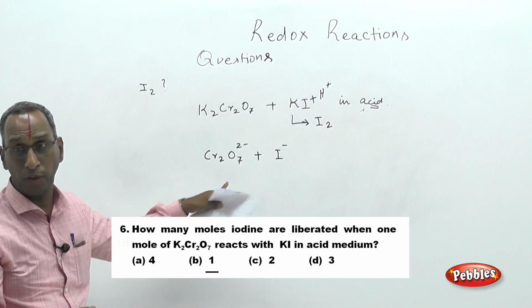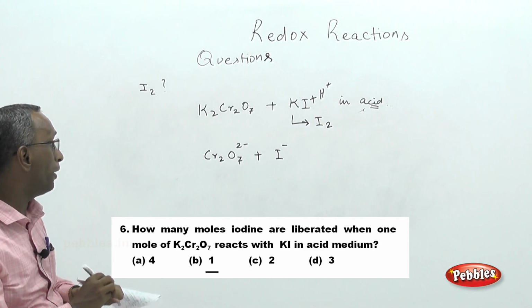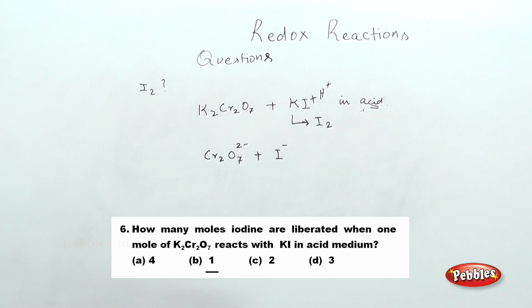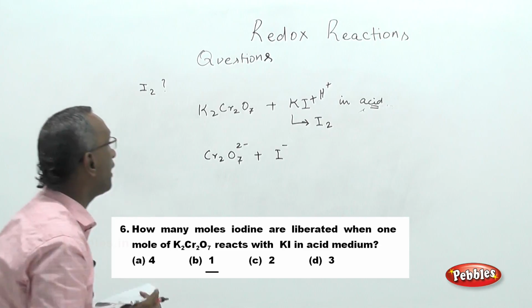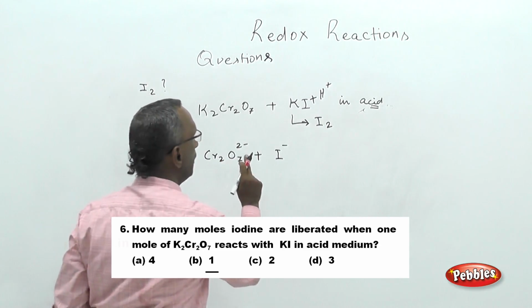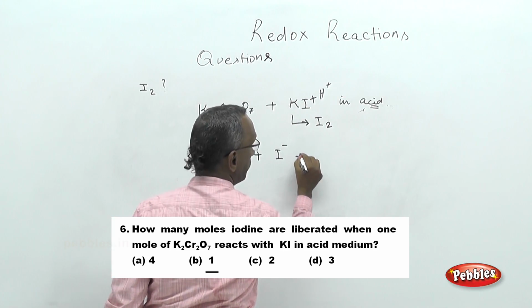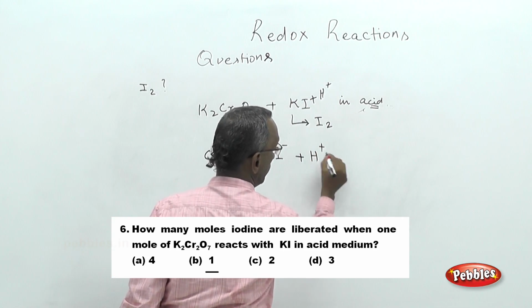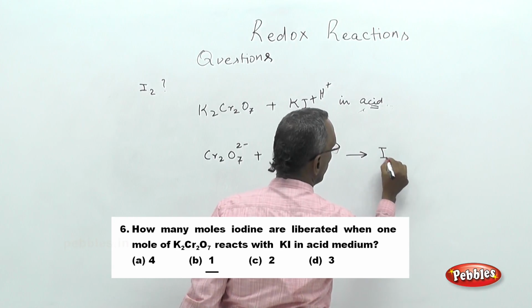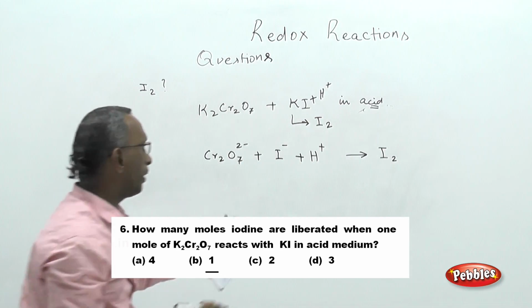You have to be careful. The idea that like charges repel each other should not come into the picture. This is not a physical interaction. This is a chemical reaction. Iodide reacts with dichromate in acid medium, acid being a proton donor, and gives I2.